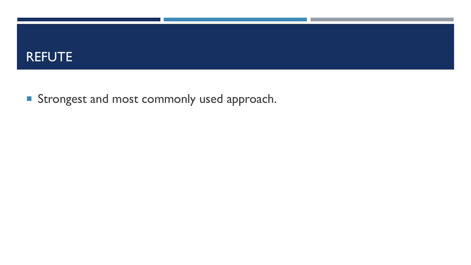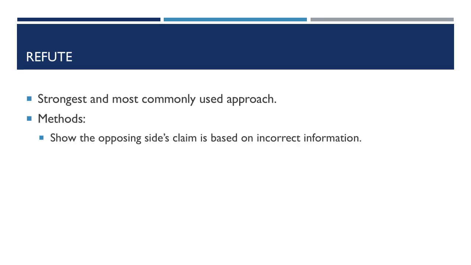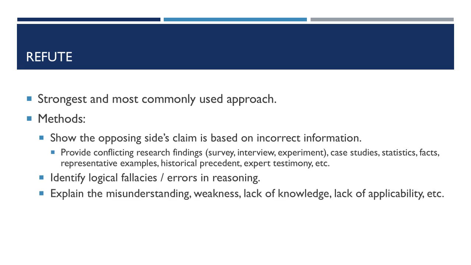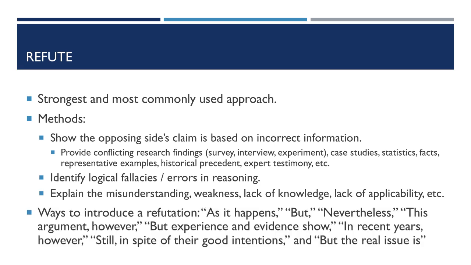So to refute, you're looking at the strongest, most commonly used approach for dealing with the counterargument, and you can show the opposing side's claim is based on incorrect information, identify those logical fallacies or errors in reasoning, explain the misunderstanding, weakness, lack of knowledge, or lack of applicability. And there are different ways you can try to introduce the refutation. After you have established their counterargument, you could use phrases like, as it happens, nevertheless, this argument, however, but experience and evidence show, still in spite of their good intentions.